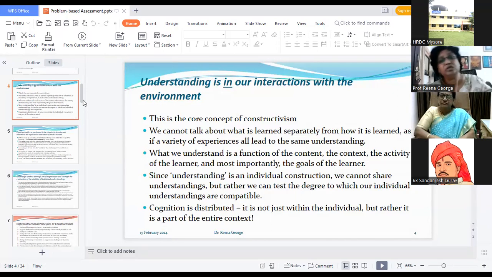I can say, oh, I went to this particular site, I took some information from this particular website, or I went to the local museum and collected this information. You can also go there. And it is up to them to go through those experiences and develop that understanding. So this is what we mean by understanding is inherent in our interactions with the environment. I can always guide the learner to go through the same experiences, and experience will give them understanding. And this cognition is distributed. It is not just within the individual, but it is part of the entire context.